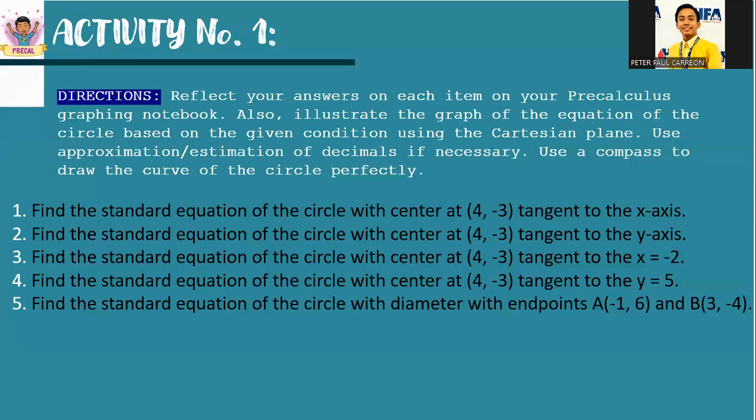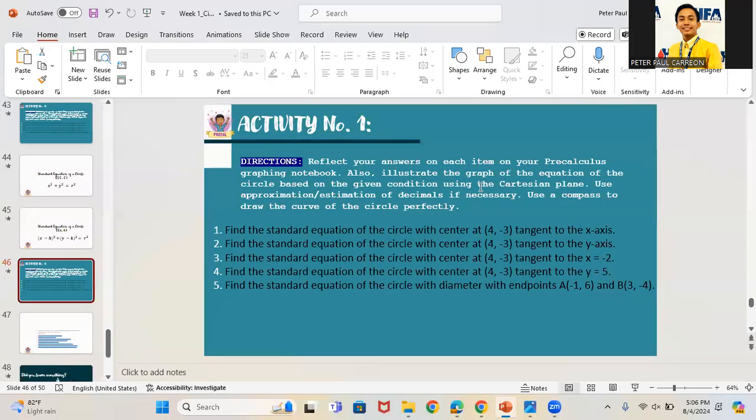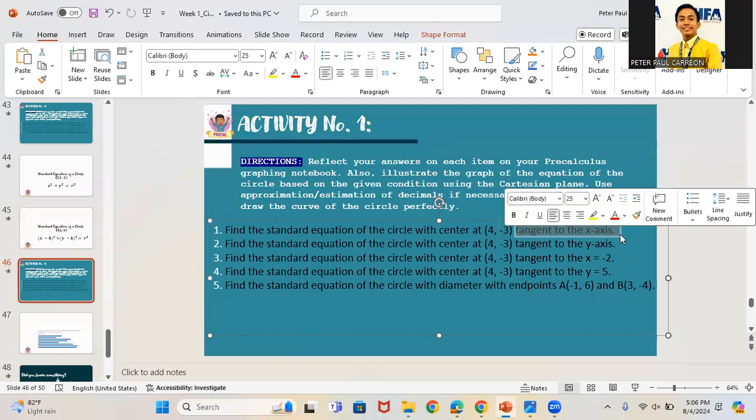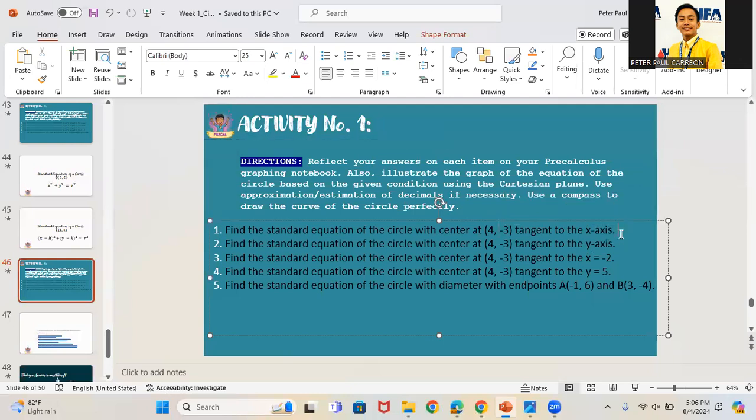So let's deal with problem number 1. Find the standard equation of the circle with center at (4, -3), tangent to the x-axis. So let's have this problem. Again, our center is at (4, -3). I think this is located in the 4th quadrant because we have a positive, negative. And then let's try to find out how we illustrate it when it is tangent to the x-axis.